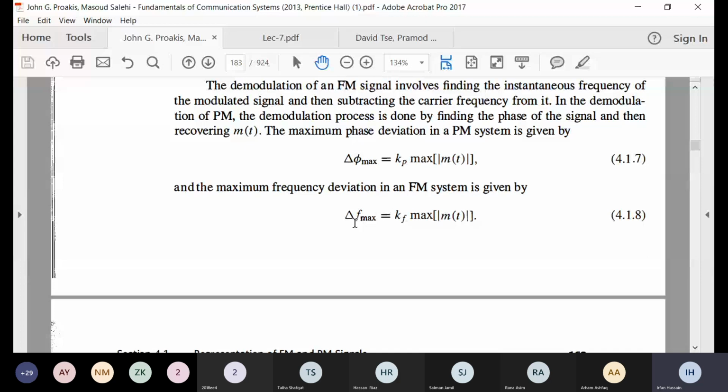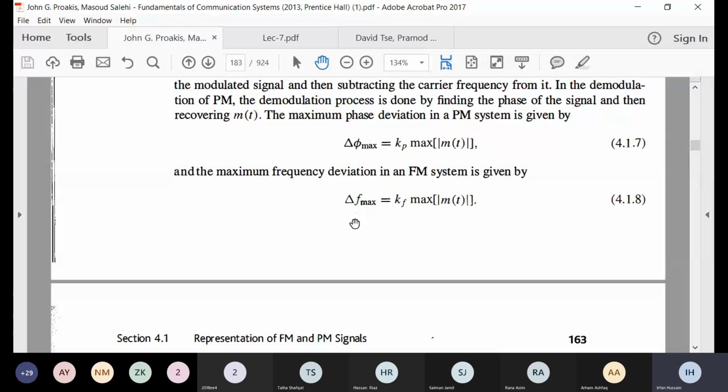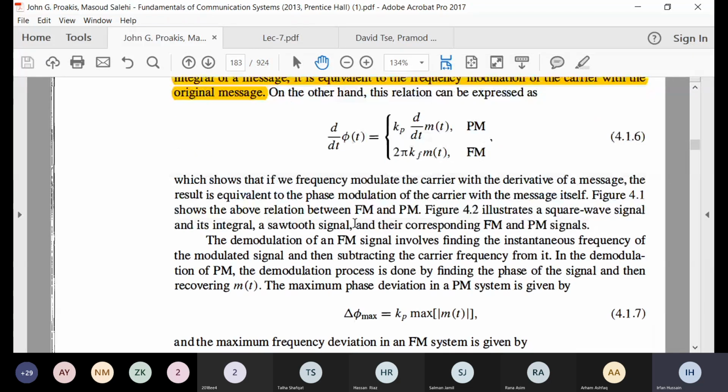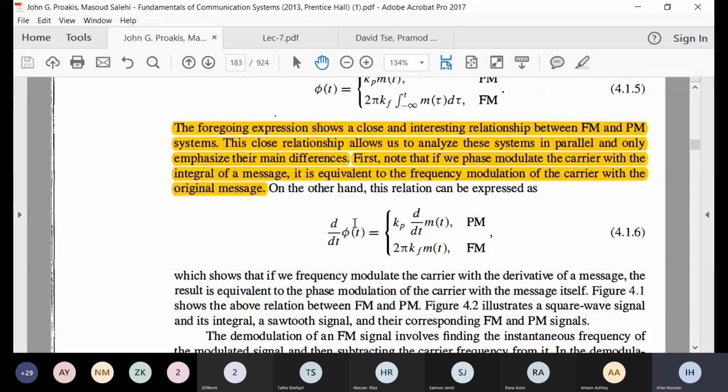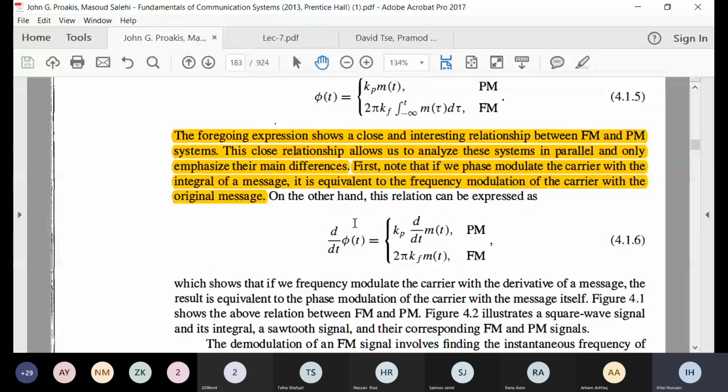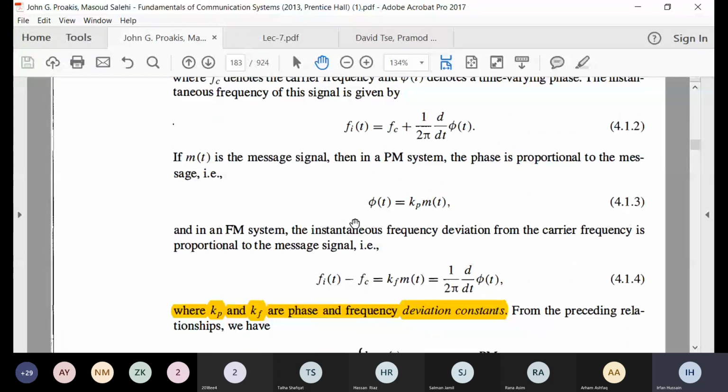And then the maximum frequency deviation. Here you could see that in frequency modulation, the deviation is proportional to the message signal. So the maximum deviation in frequency will be equal to kf times the maximum of m(t).